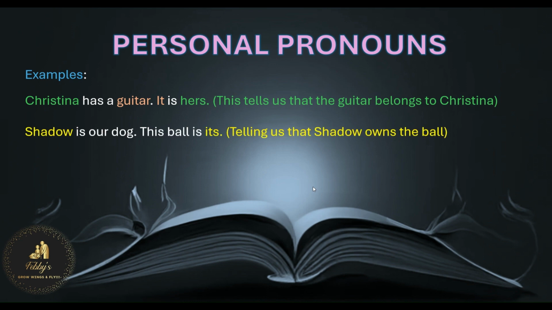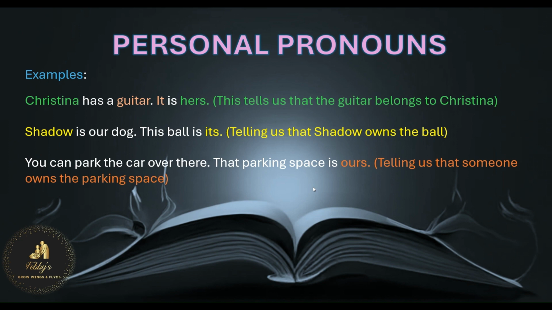Shadow is our dog. This ball is its, telling us that Shadow owns the ball. Its is the possessive pronoun. You can park the car over there. That parking space is ours, telling us that someone owns the parking space. The possessive pronoun used here is ours.